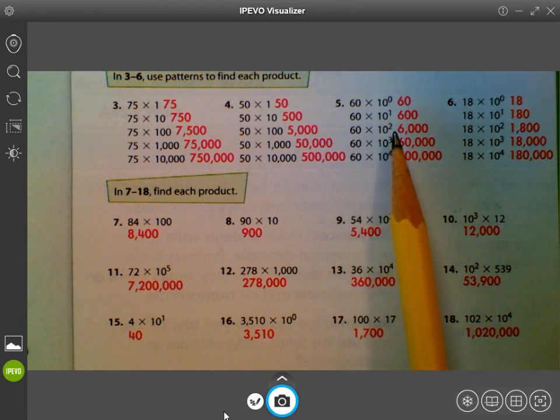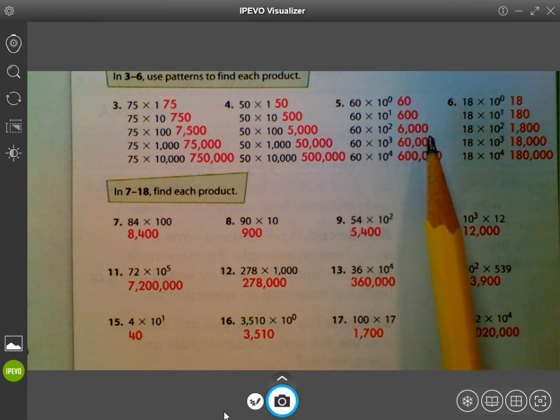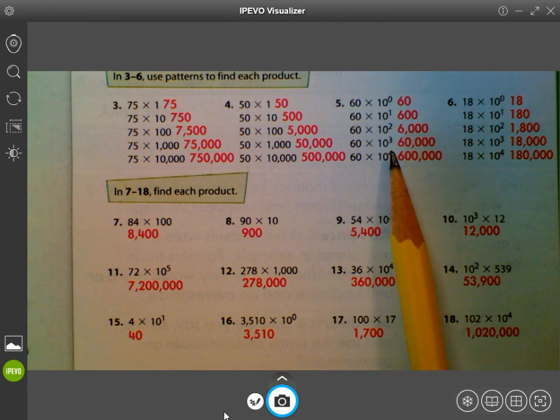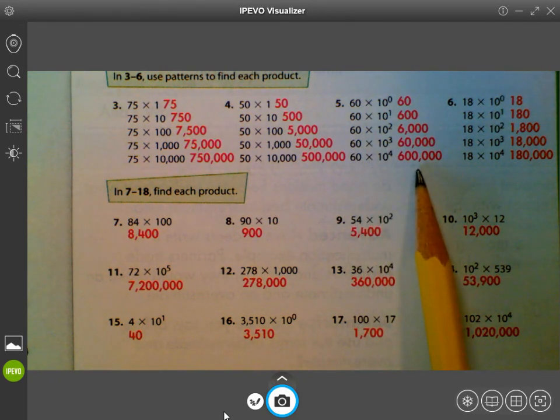60 times 10 to the second power, this is the same as 10 times 10, which is 100. 60 times 100 is 6,000. 60 times 10 to the third power, that is the same as 10 times 10 times 10, or 1,000. 60 times 1,000 is 60,000. And then 10 to the fourth power is the same as 10 times 10 times 10 times 10, which is the same as 10,000. So 60 times 10,000 is 600,000.